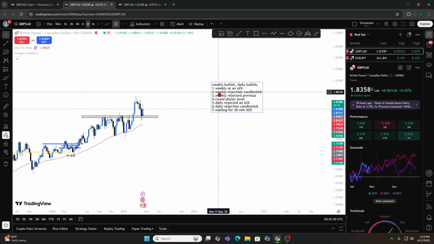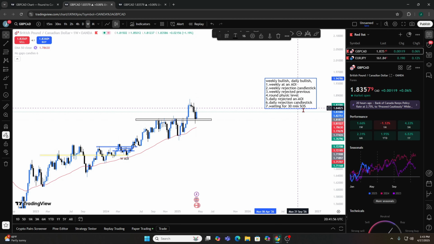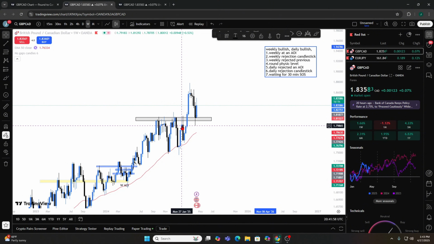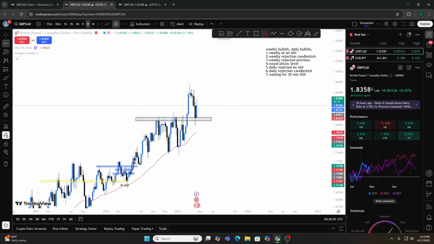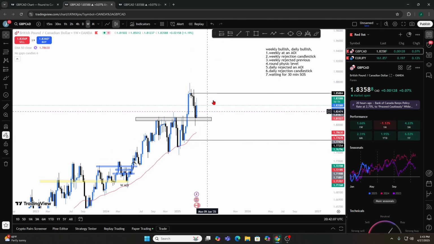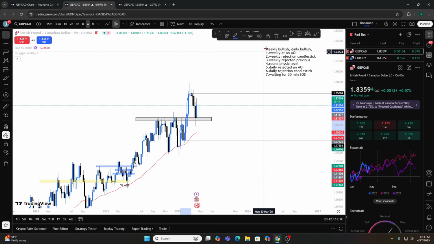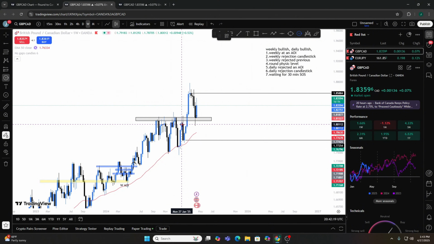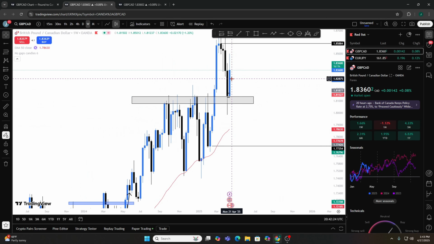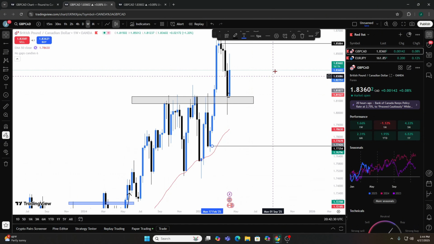For the weekly, we were at an area of interest. We had a rejection candlestick. You guys see this big wick, and we also rejected previous structure. This was my higher high. This was my higher low, meaning the previous elbow, this is one elbow, and the second elbow will be my previous structure. That being said, this is my previous. You guys can see we wicked it. So that was a rejection off of there.